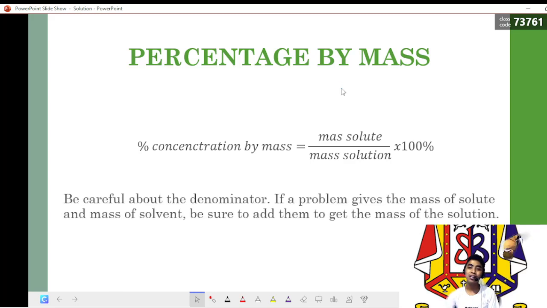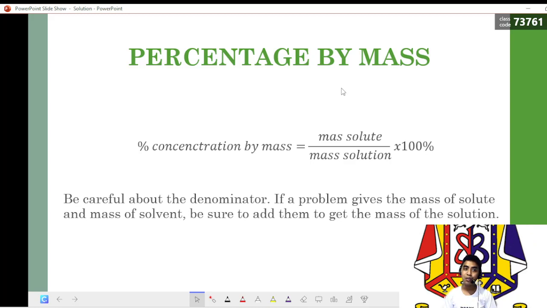Be careful about the denominator. If a problem gives the mass of solute and mass of solvent, be sure to add them to get the mass of solution. Many problems under percentage by mass do not give the mass of solution. There are cases where the value for the mass of solution is not given. You only have the mass of solvent and solute, so you need to add both of them to get the mass of solution.